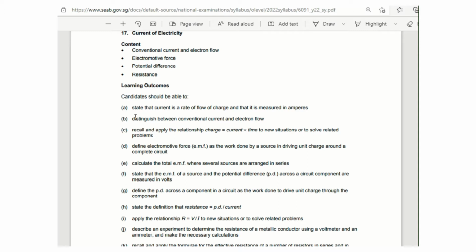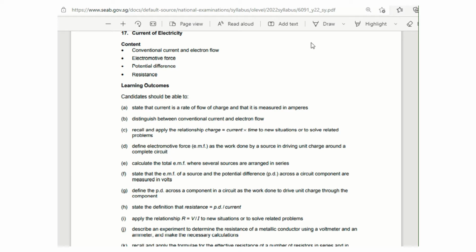Next, you need to be able to distinguish between conventional current and electron flow. Conventional current is basically the flow of positive charge, while electron flow is the flow of negative charge. So these two are in opposite directions.